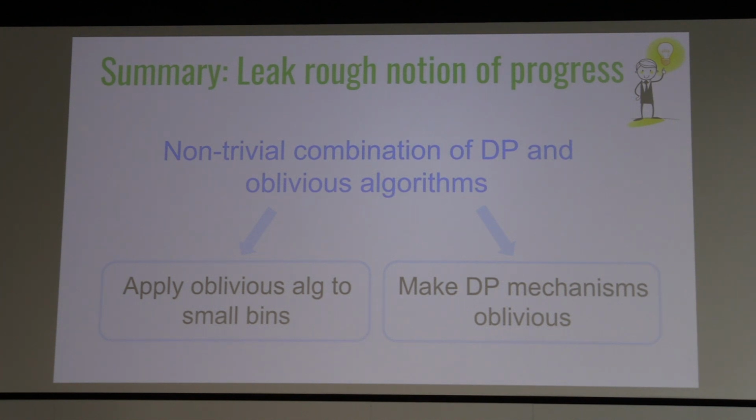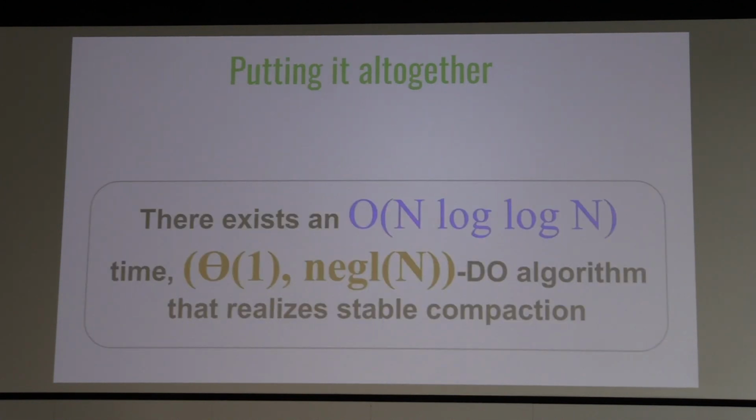I guess the cool thing is that we have techniques that non-trivially combine DP techniques and oblivious algorithms. And this means two things. Number one, we are going to apply oblivious algorithms to small polylog size bins, so they incur only log-log multiplicative overhead. And number two, we are going to run DP mechanisms, but we are going to run them in an oblivious manner. So these are the higher level insights we have.